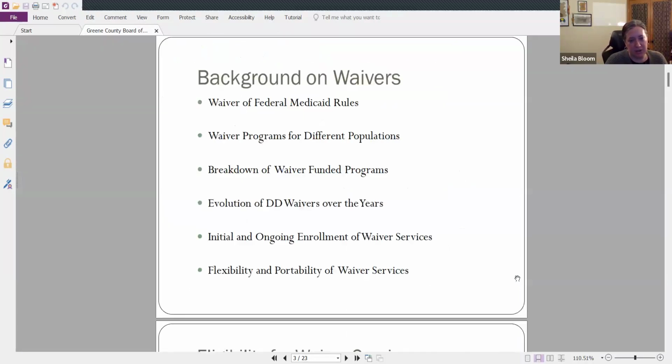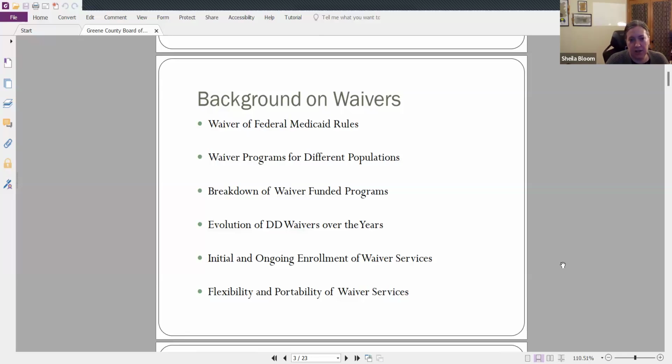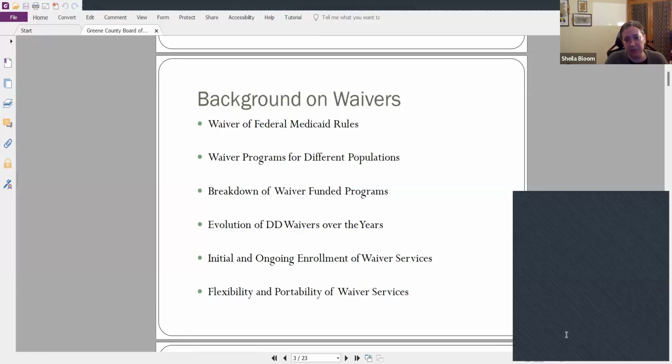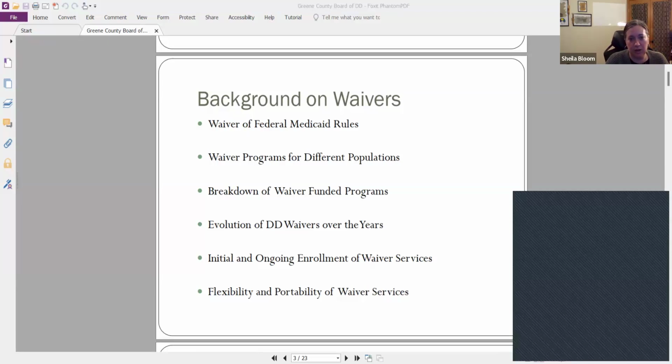All right, so a little bit of background information on waivers. Waivers are part of federal Medicaid rules, and so individuals have to be eligible for and enrolled in Medicaid in order to receive a waiver through the Ohio Department of DD, which is administered by the county boards. Waiver services, the term waiver is a little bit of a complicated topic, but essentially what it means is that you are waiving services in an institutional type setting and instead are choosing to have those services delivered in a community setting or in an individual's home.